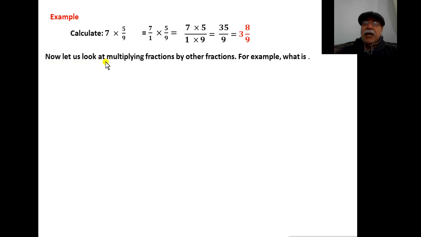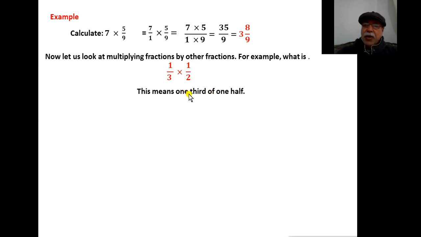Now let us look at multiplying a fraction by another fraction. For example, what is one third times one half? Here, please look carefully. You see the denominators are now different, 3 and 2. Here we multiply both together: 1 times 1, and 3 times 2 is 6. We get it like this.